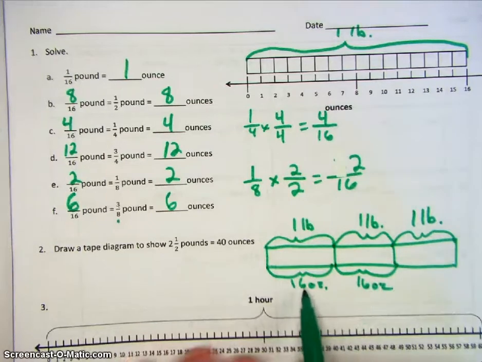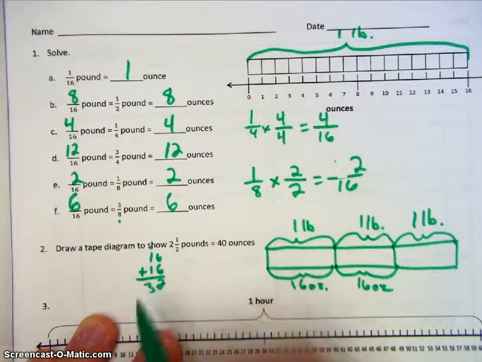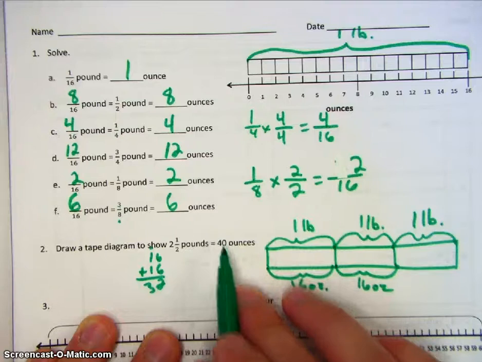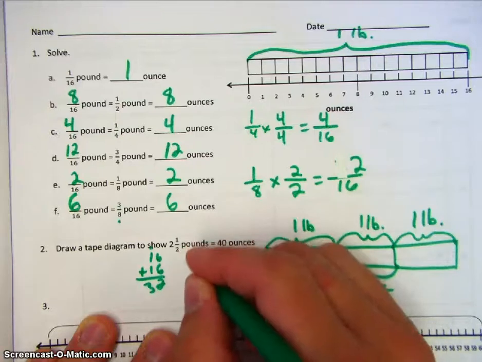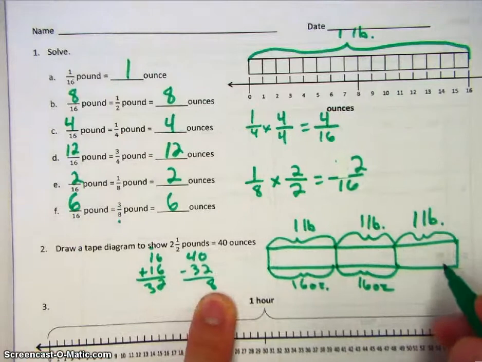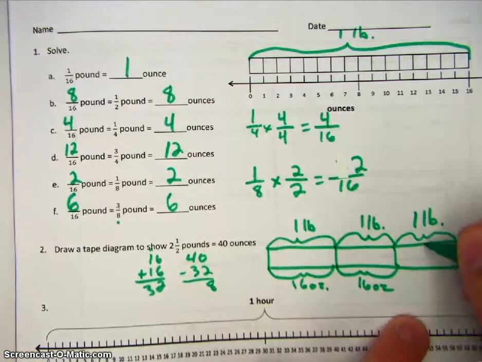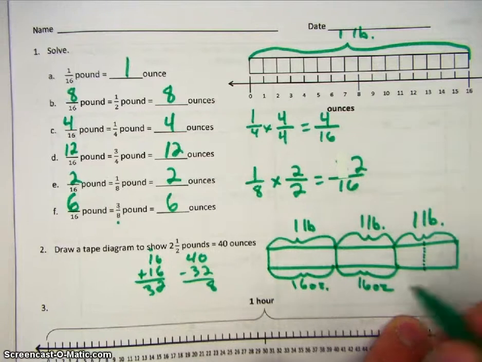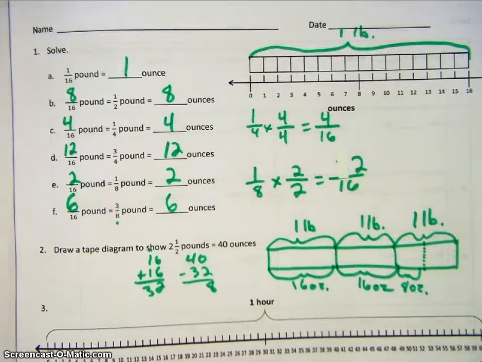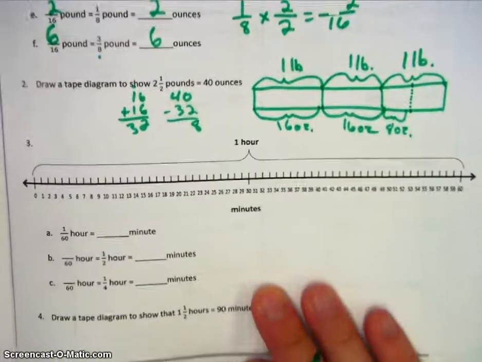Now I know that 16 plus 16 is 32. So this is 32 ounces. I have 40, which means I need 8 more, because 40 minus 32 is 8. Now I know that 8 is half of 16, back from what we did up here, number 1. So I'm going to split this last pound in half to create my 8 more ounces.